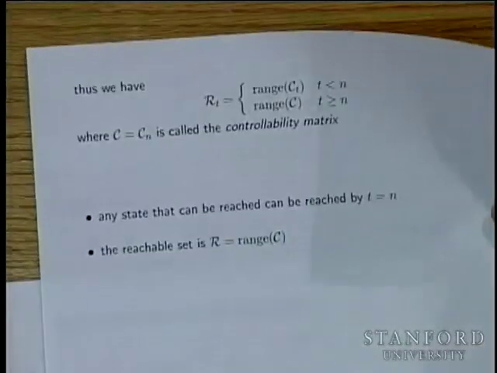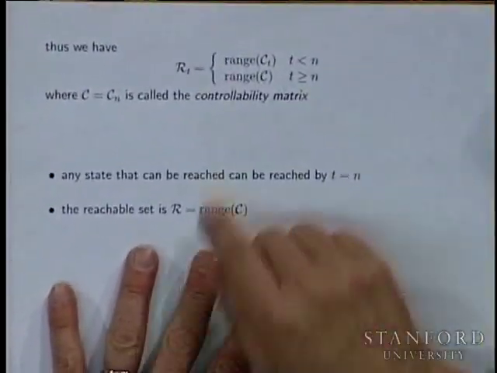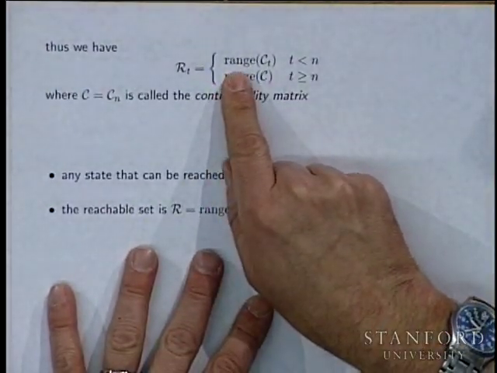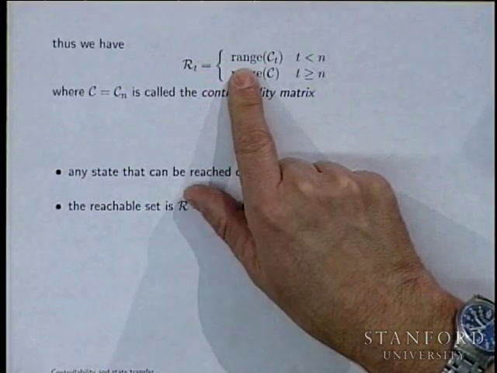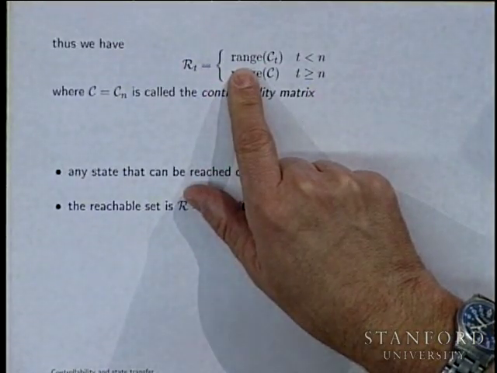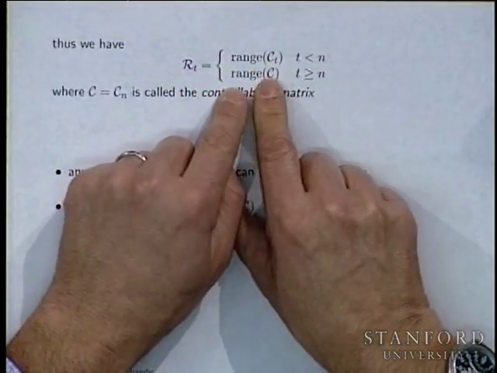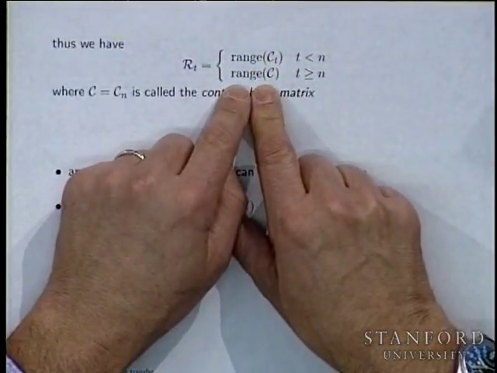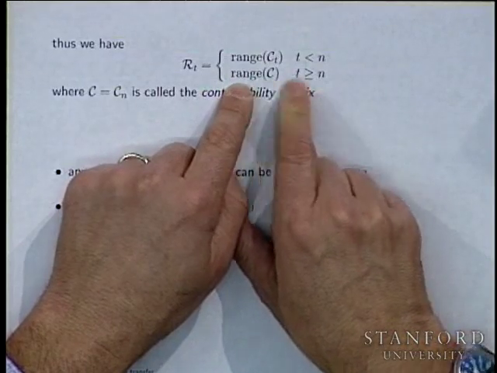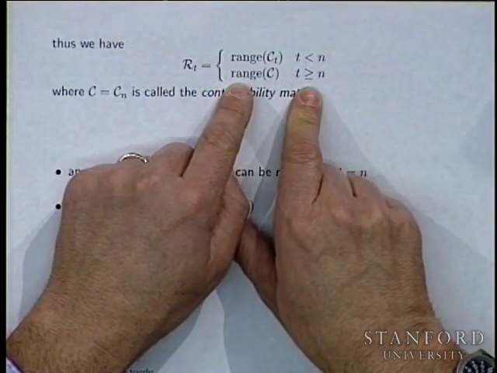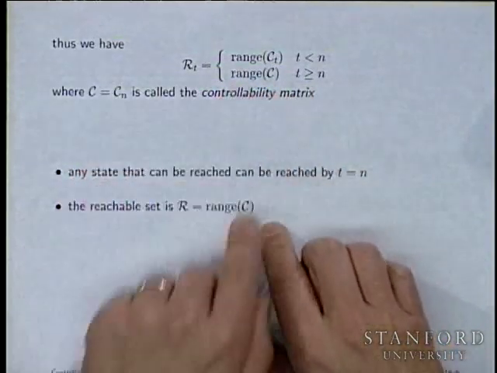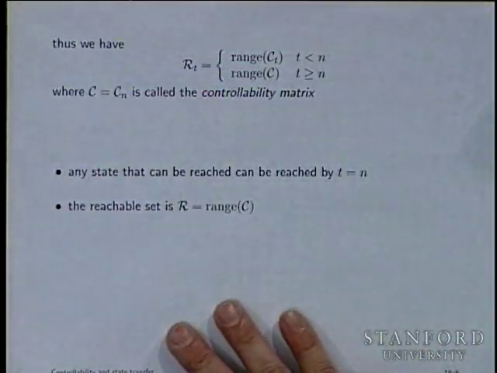Okay. Now that means we have a complete analysis of, in a discrete time system, where you can get to starting from 0 in t epochs. The answer is just this. You can get to the range of C_t for t less than n, and then after that, once you hit n, it's the range of C, period. And C is just C_n. That's called the controllability matrix.